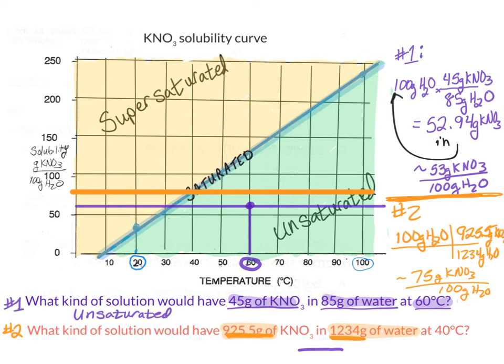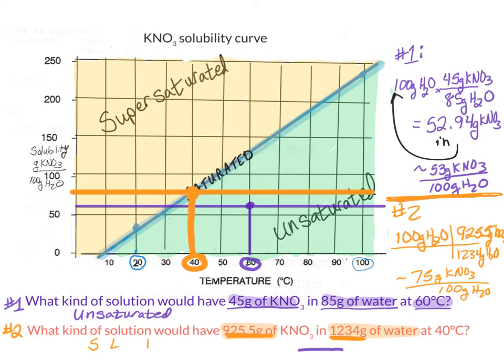And then you go, as we did before, to the 40-degree line. You rise up until you hit that line of 75. And in this case, it appears to be right where the saturated point is. So that would be a saturated solution of KNO3.